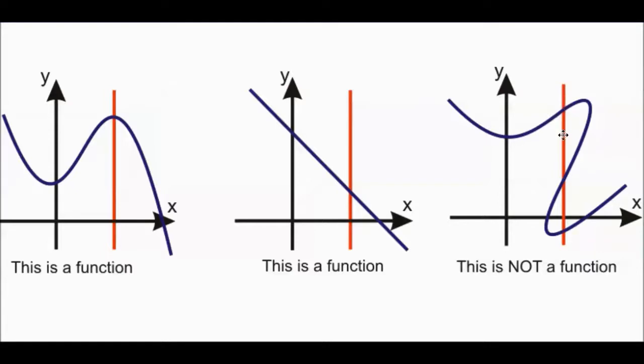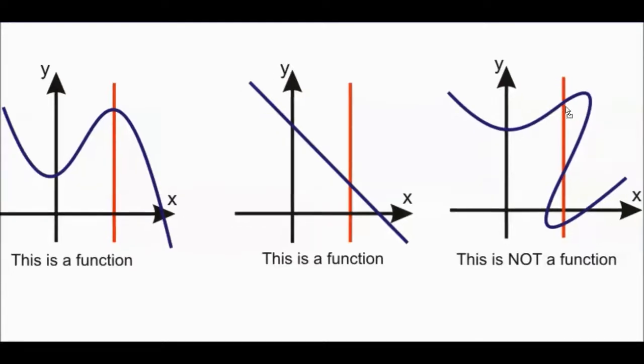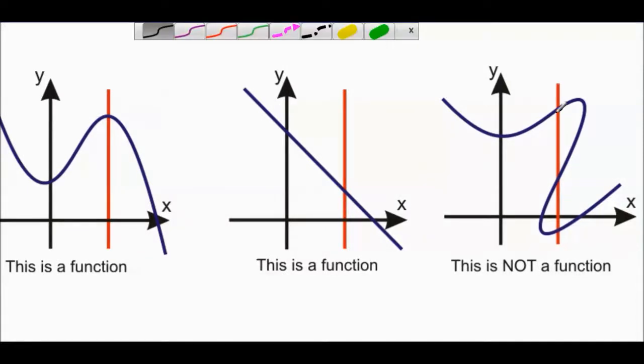You can see where that red vertical line is through there, and it is touching right there, right there, and right there, which makes it not a function because it's touching the relation at more than one spot.